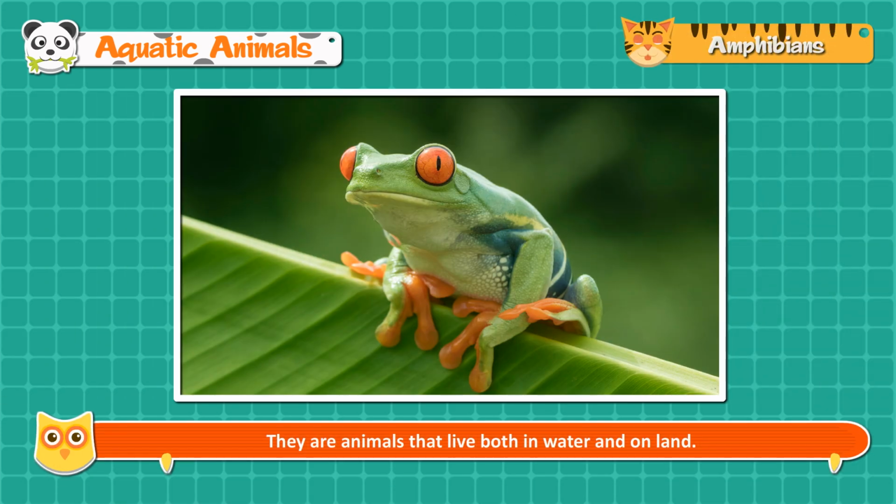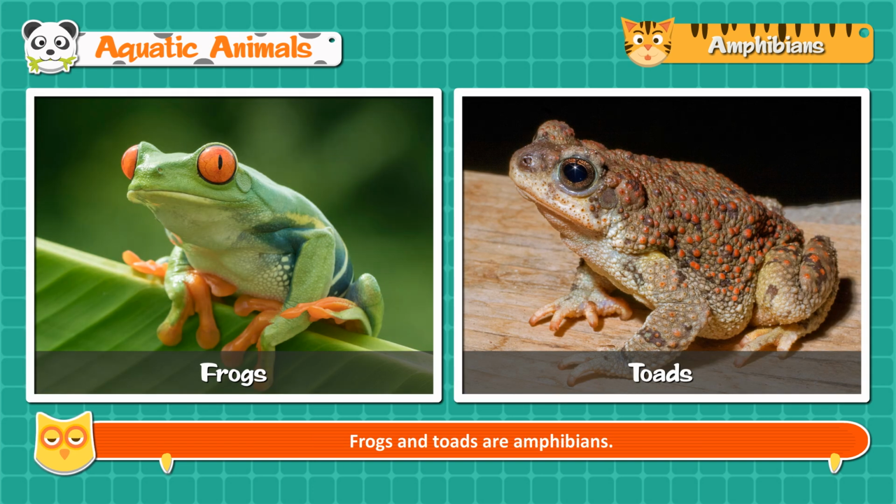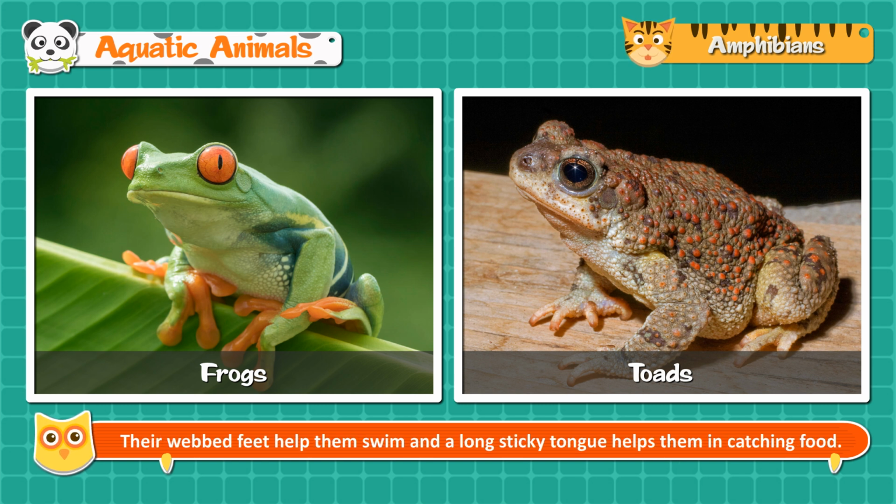Amphibians. They are animals that live both in water and on land. Frogs and toads are amphibians. They have no neck. Their hind legs are very powerful that help them in leaping. Their webbed feet help them swim, and a long sticky tongue helps them in catching food.